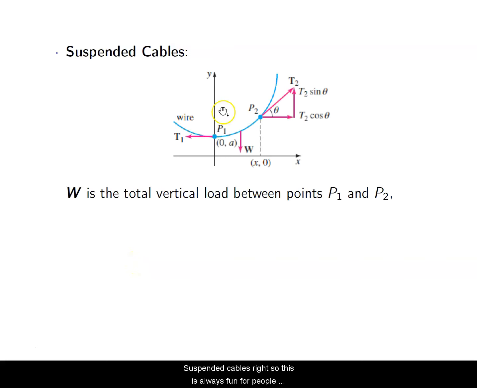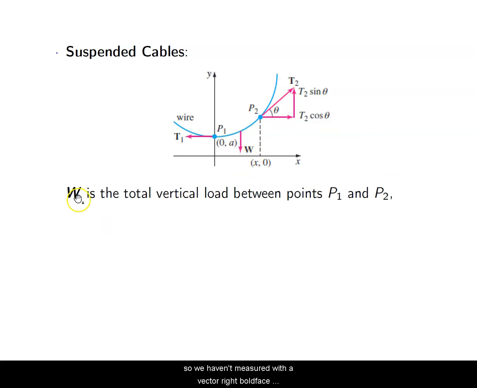Suspended cables, right? So this is always fun for people. I say that sarcastically. Nobody likes dealing with suspended cables. So let's say we have two cables being suspended. This is my wire, right? W is the total vertical load between points P1 and P2. So this downward force here, this weight, it's basically the weight of the wire, right? It's a downward force. It's due to the weight of the wire.